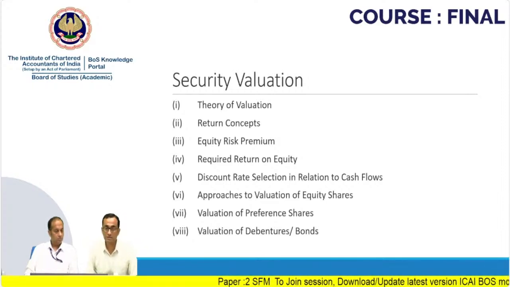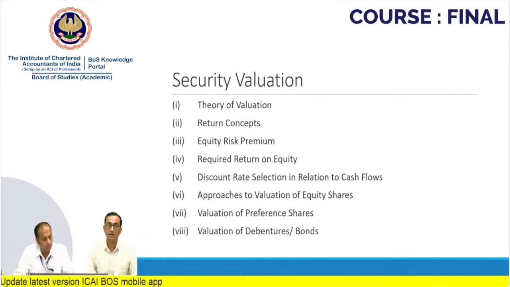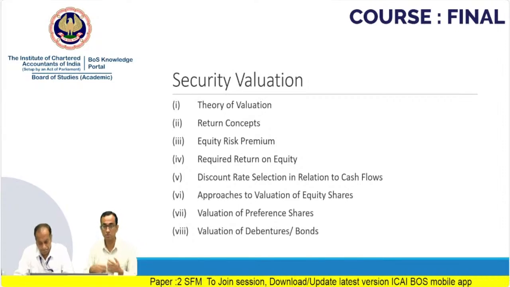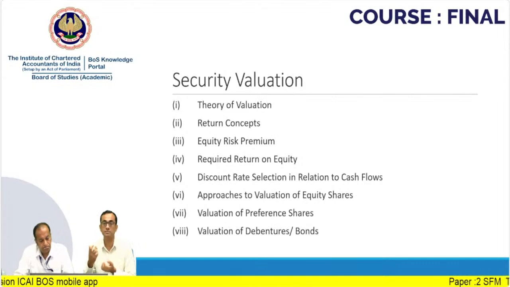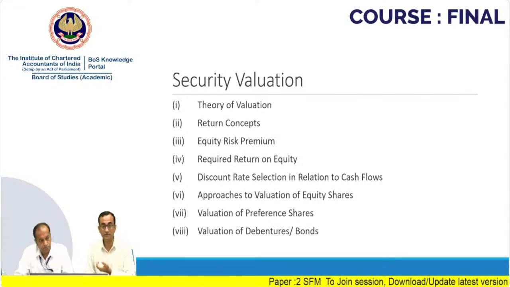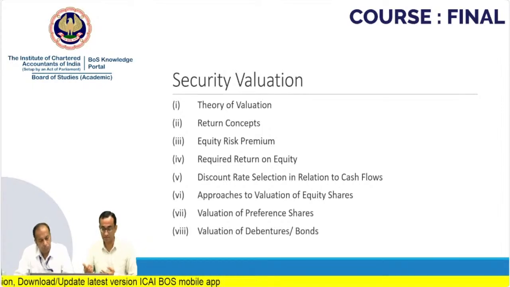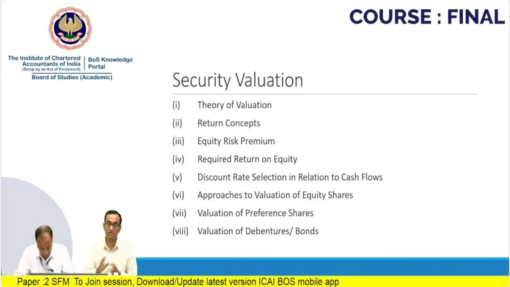There are certain discount rate selection in relation to cash flows. There are two types of cash flows, nominal cash flows and real cash flows. Nominal cash flows are those without adjusting any inflation. In real cash flows, the inflation is adjusted. So in nominal cash flow, you apply nominal rate of discount, and in real cash flow, you apply real rate of discount.